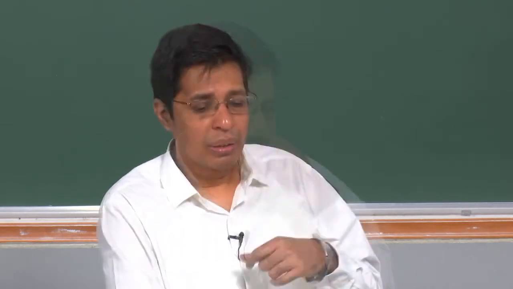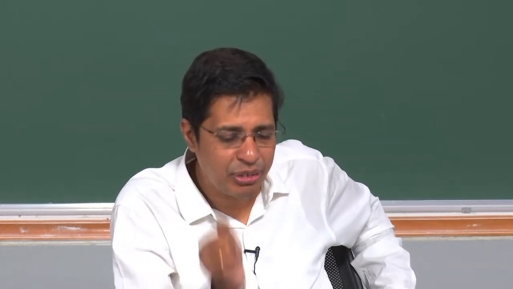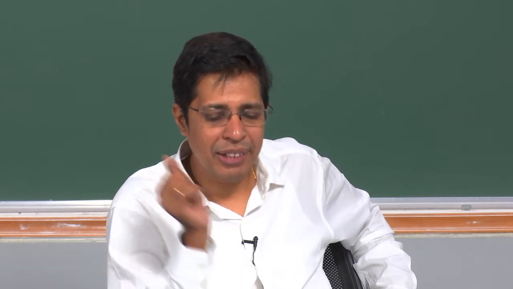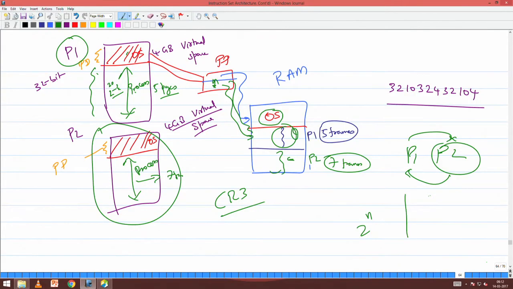Okay. Now going forward, how did I decide? What is the immediate question that will come to your mind? How will I decide that P1 needs 5 frames and P2 needs 7 frames? How will you guess this? Seriously, there is no answer for this question.